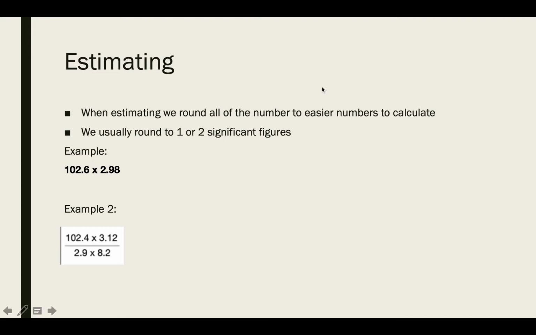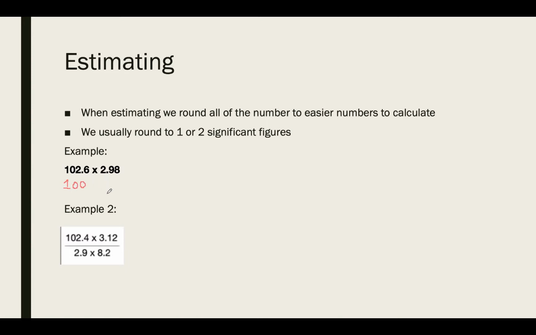So let's have a look at our first example where we've got 102.6 times 2.98. Mentally this is quite a difficult calculation to do. So what we can do is round both of the numbers to numbers where they are only to one significant figure, and this would simplify the calculation. So if we've got 102.6 to one significant figure, that is just 100.